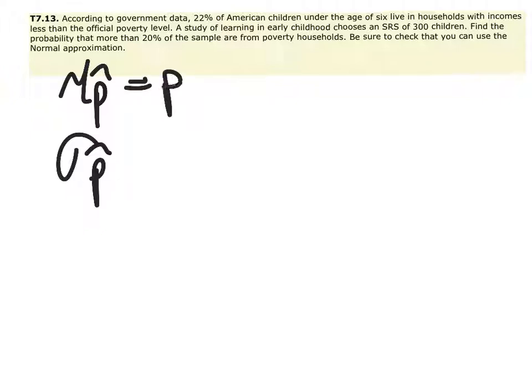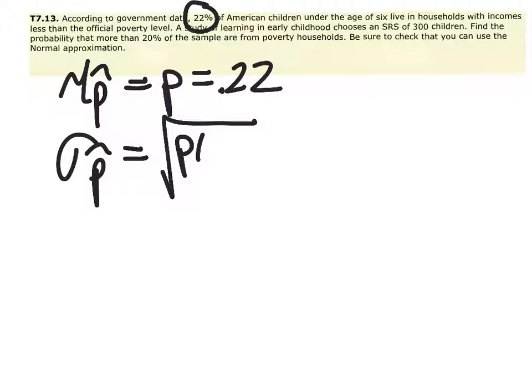So from this, what we want to figure out is that the mu of p hat is going to be p, the population parameter. We can tell from here that the population percent is 22%, so I'm going to put 0.22. Now, sigma of p hat, we know by definition from our formula, is the square root of p times 1 minus p over n, where n is our sample size, and p is the population parameter for the proportion.